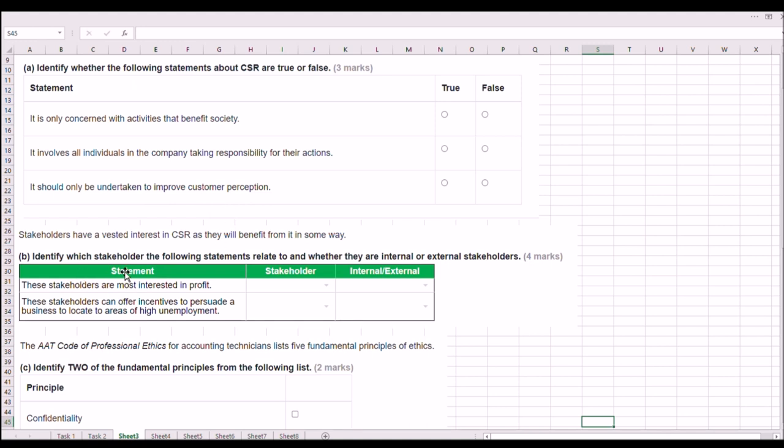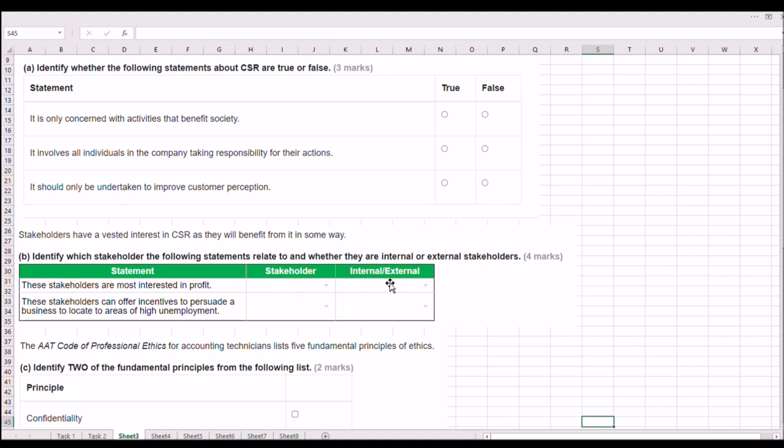Identify which stakeholders the following statements relate to, and whether they're internal or external stakeholders. These stakeholders are most interested in profit, and they're going to be the owners. The shareholders own the business, and they want to make money out of owning it. They might also be interested in some of the ethical sides, if this company can do good things as well, and they might be concerned if the company is doing bad things. But mainly the owners of the company are interested in profit. If they were just interested because they thought the company was great, they might be a customer, let's say, that kind of thing. But here, the owners would be there.